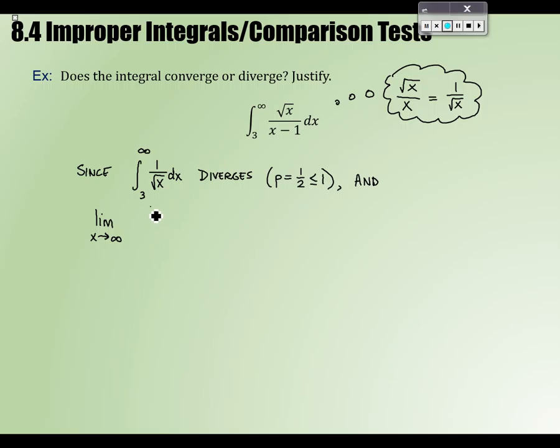Okay. That 1 over root x divided by root x over x minus 1 equals the limit as x goes to infinity of x minus 1 over root x times root x. We work that out.